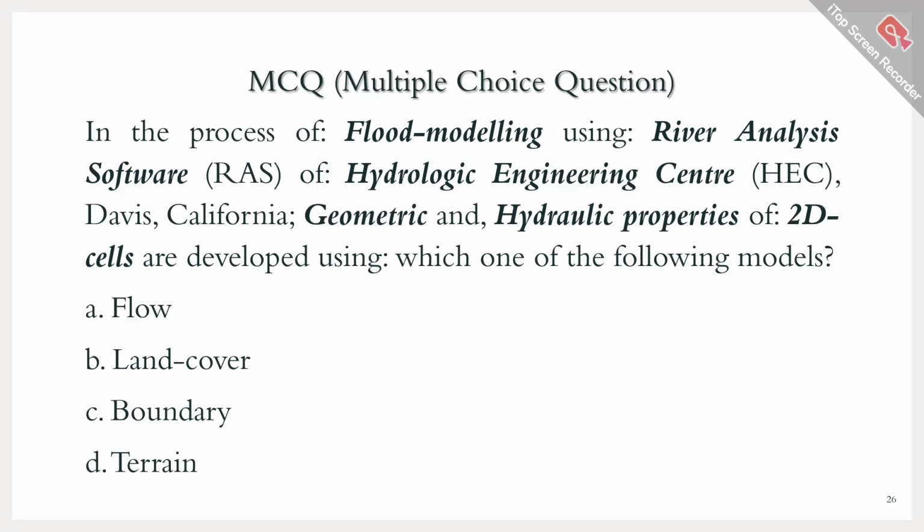So the software, in short form, is called HEC-RAS. Why? Because it is developed by the HEC, Hydrologic Engineering Center, which is situated in America, California State, Davis, and the short form of the software is RAS or River Analysis System. Now the correct option is option D, terrain.